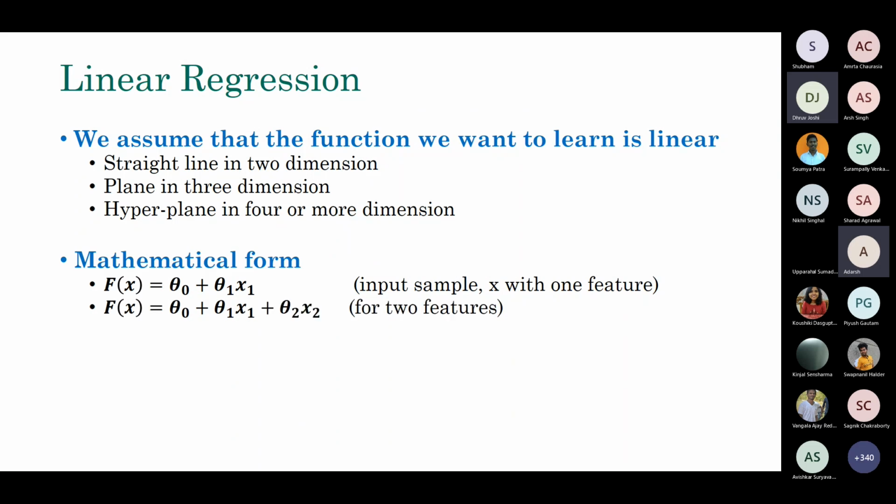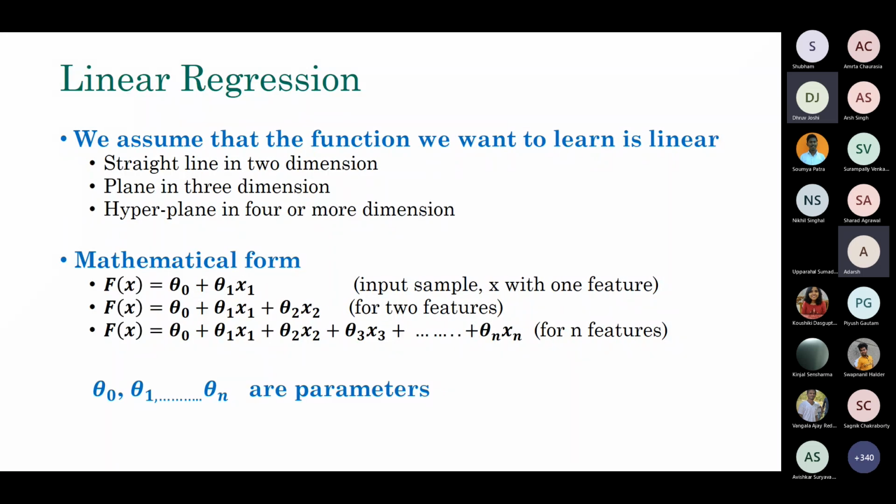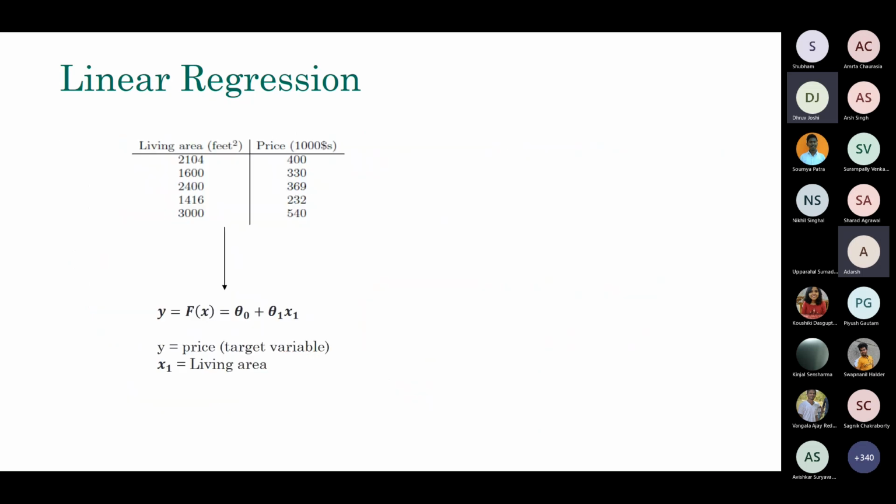When you have 2 features, then you have theta 0 plus theta 1 x1 plus theta 2 x2. And when you have n features, you have something like this: one coefficient for every variable plus another variable called theta 0. This is the standard form for linear regression. All these theta 0, theta 1, up to theta n are called the model parameters. These are the parameters in this model which you really need to estimate in order to get the model fully.